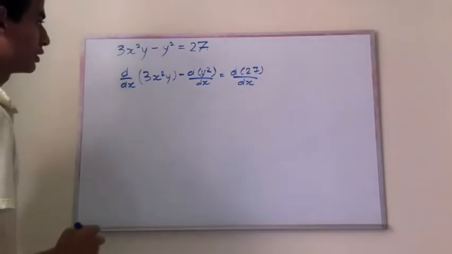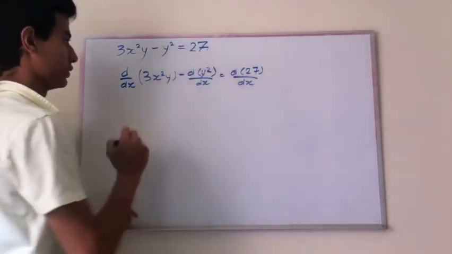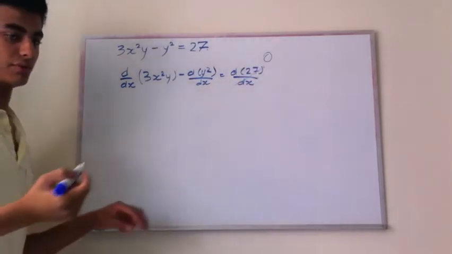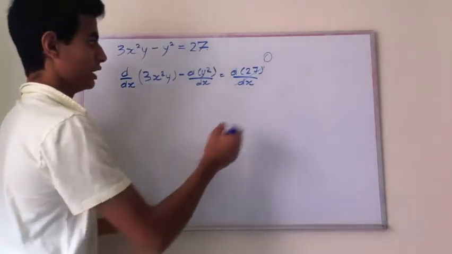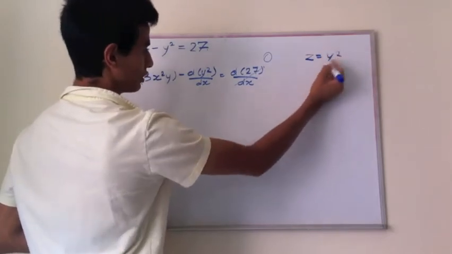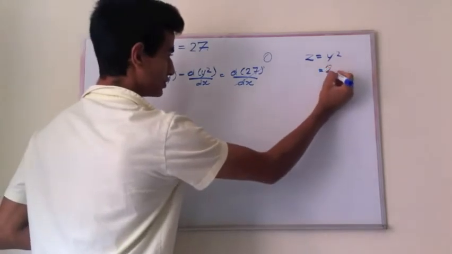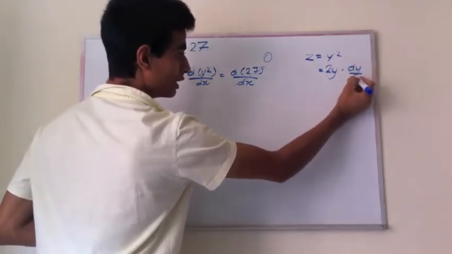So this we know how to do, and this we know how to do. This is simply 0 because the derivative of a constant is 0, and this we learned how to do in the previous question. If we call z equal to y squared, we can do all that chain rule stuff to get that the derivative is 2y times dy over dx.